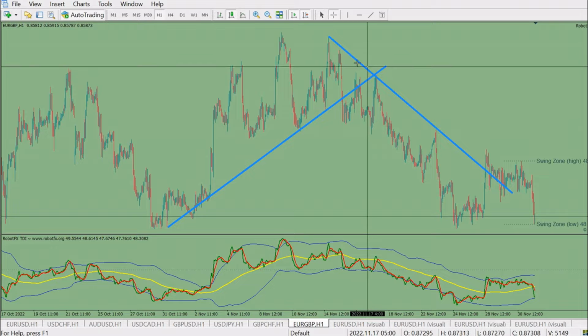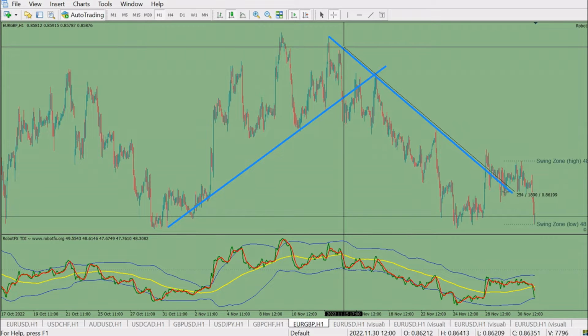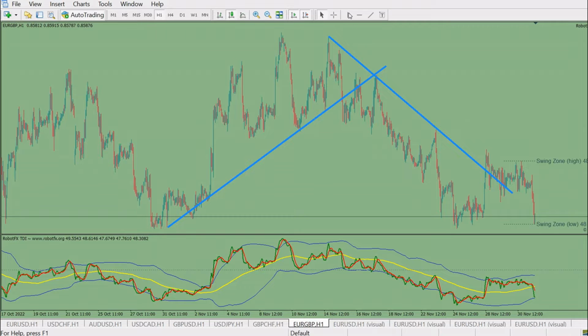Obviously now we have a downtrend, so we should focus on the selling until this moment right here, according to the TDI indicator, when the price looks like it's gonna rise. Obviously we don't know for sure what will happen, but the TDI indicator will give you a clue that it could rise and the trend could change again as it did before.